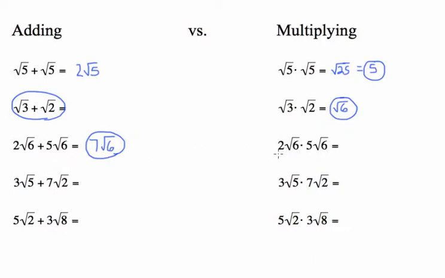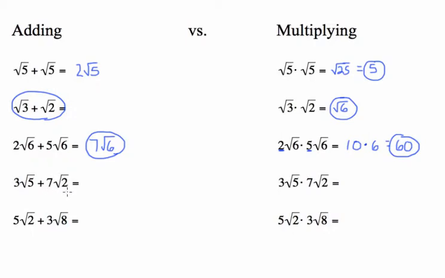Multiplying, we can just multiply everything together. So I'll multiply the regular numbers together. So 2 times 5 makes 10. And then remember, root 6 times root 6 actually makes regular 6. So this would be 60. Again, if you needed to write this as a root 36 to start with and then change root 36 into 6, that's fine.